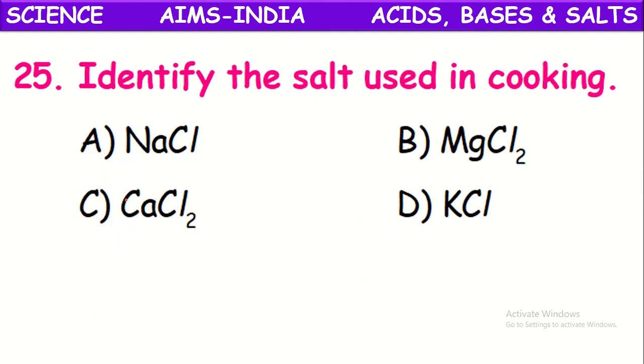Okay, next one. Identify the salt used in cooking. In all our household purposes, generally the salt used is sodium chloride. Its formula is NaCl. So it is used in our household uses. For cooking purposes they use sodium chloride. It is commonly used, that's why it is also called common salt or table salt. What is that? Sodium chloride with the formula NaCl.